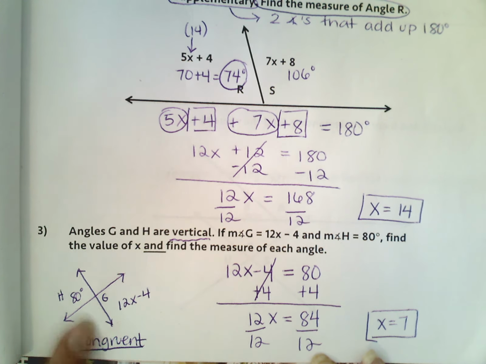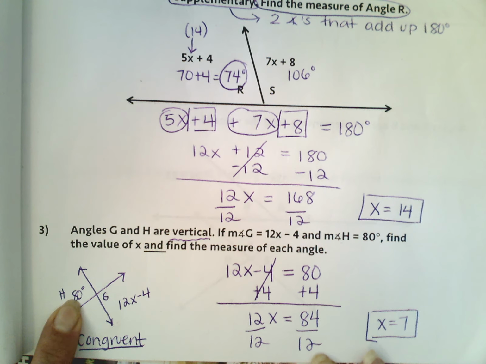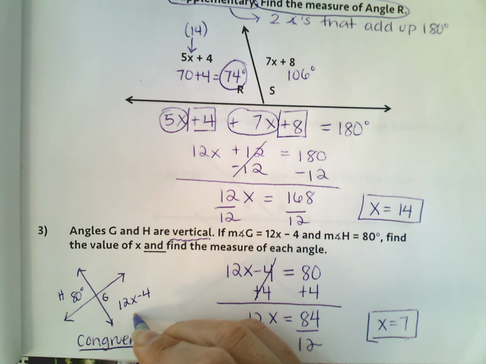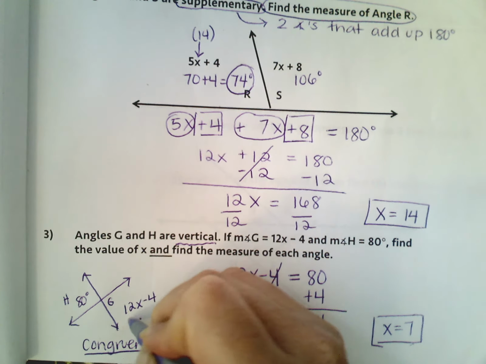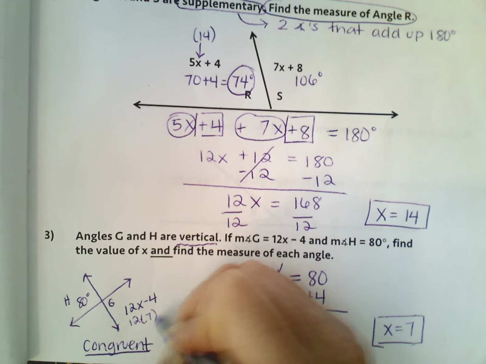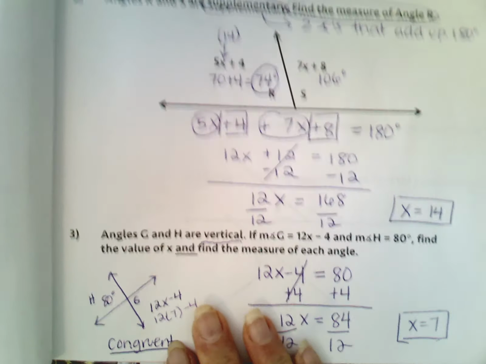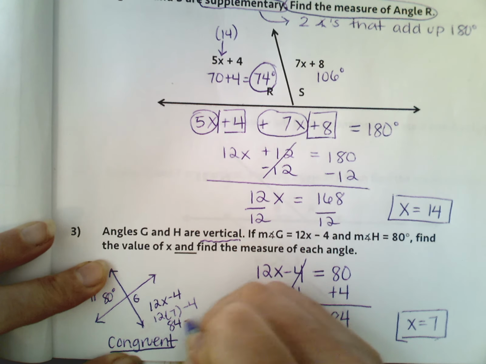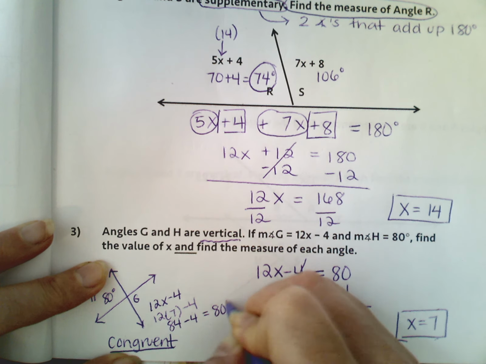So I know this angle is already 80 degrees, so we're going to double check that this is correct by plugging my 7 into where my x is. So this is 12 times 7 minus 4. And I'm going to throw this in my calculator. 12 times 7 is 84. 84 minus 4 is 80 degrees.